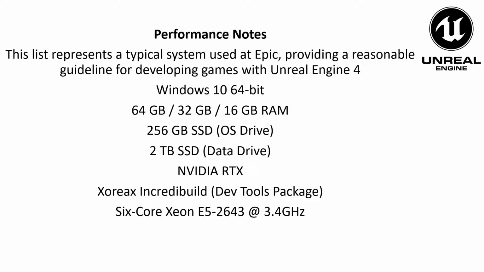A 6 core Xeon X5 6438 at 3.4 GHz. Which machines have 3.4 GHz? On those we can easily use Unreal. Now, why Unreal?